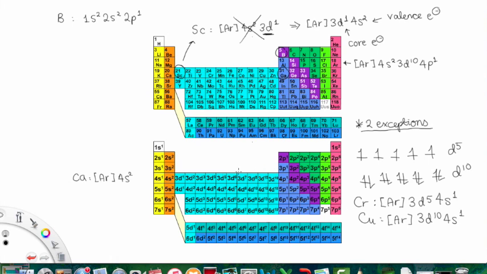Period 5 shows the exact same trend as what we just talked about. 4d orbitals are lower in energy than the 5s orbital after 2 electrons have filled the 5s orbital.